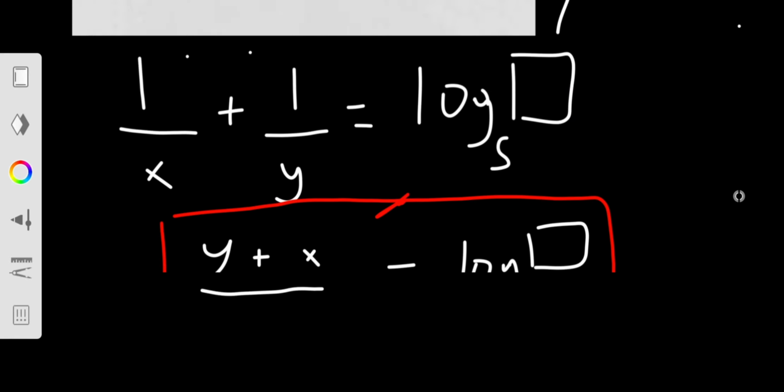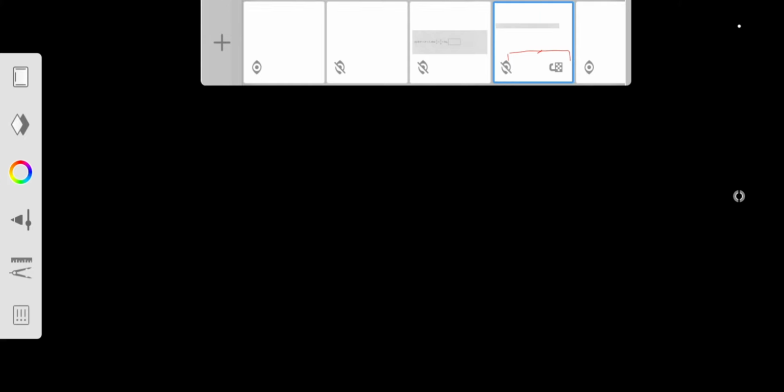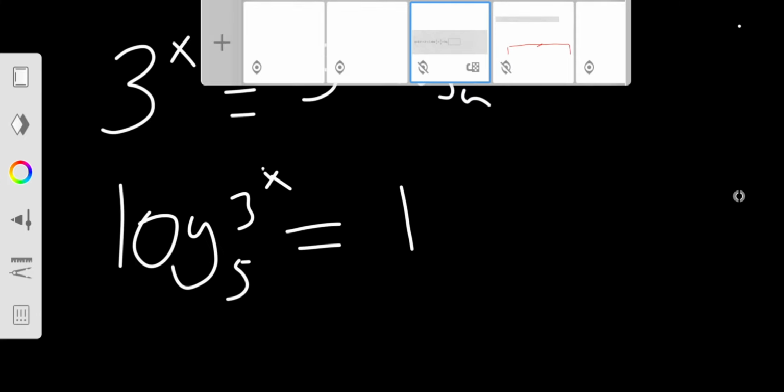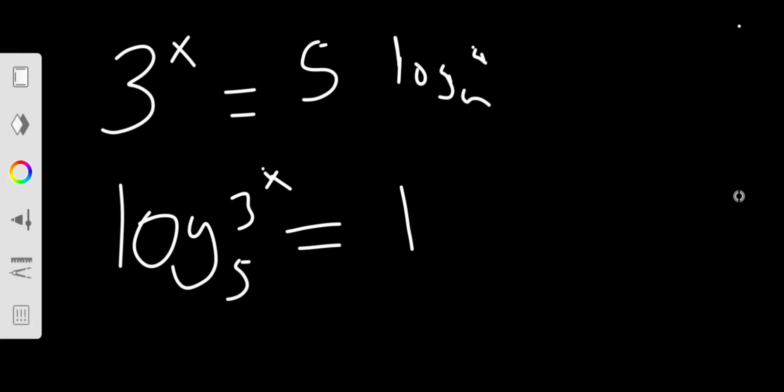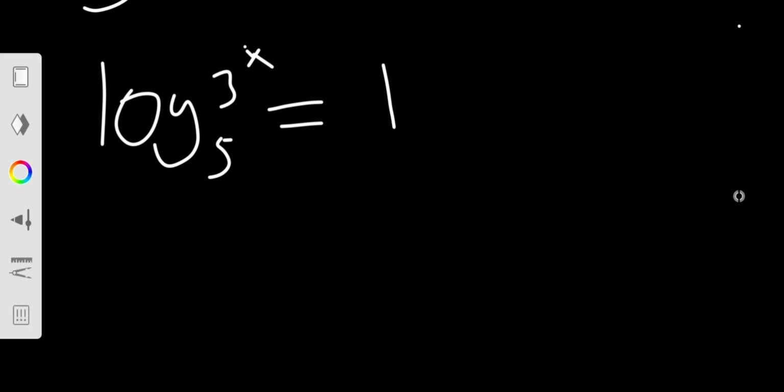It was log of x multiplied by epsilon in the base of 5. Remember, it was in the base of 5. So we are on the right track, okay? And this is our question. So remember, log of 3 to the x power in base of 5 is equal to 1.